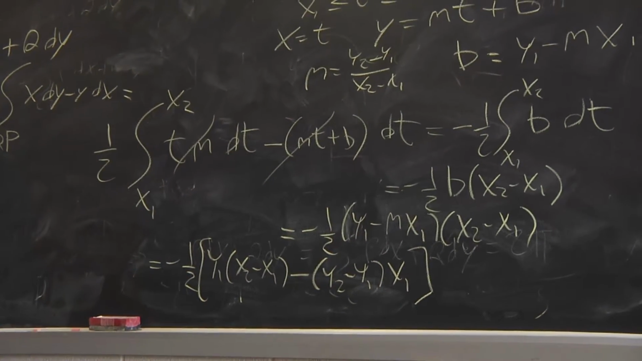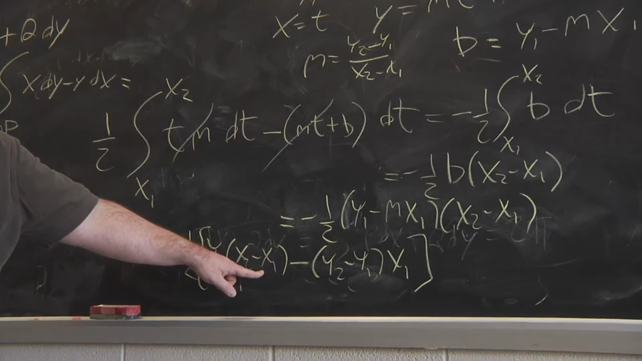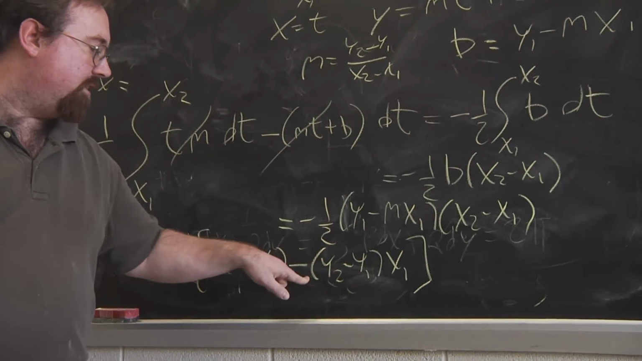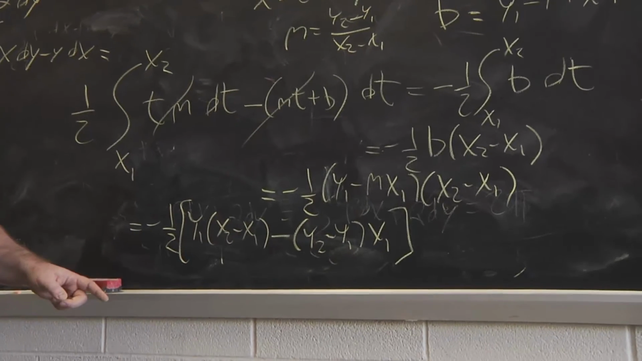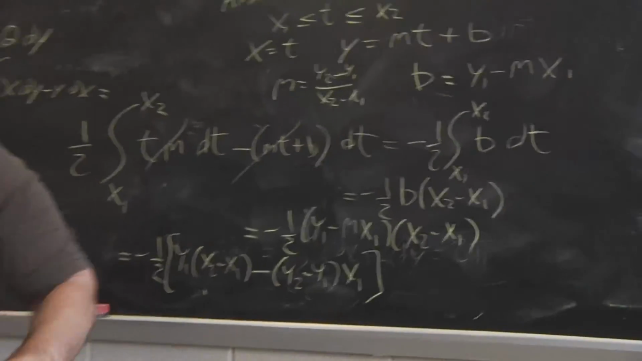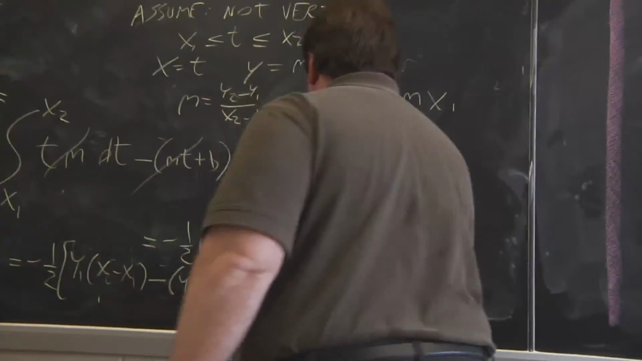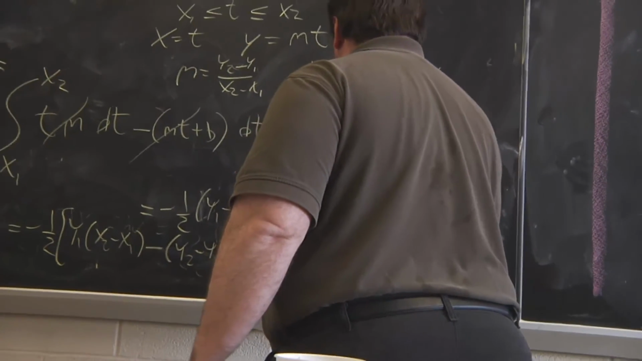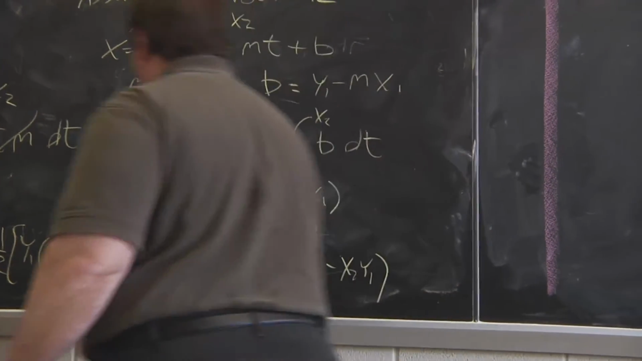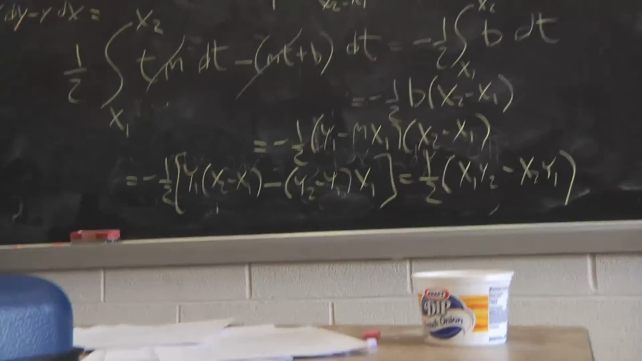So now this is what we have, and now we can simplify this. We have y1 x1 over here with a minus. We have y1 x1 over here with two minuses, which is a plus. So those are going to cancel out. So what we end up with, finally, is going to be 1/2 (x1 y2 minus x2 y1). So that is the line integral over one edge of a polygon.